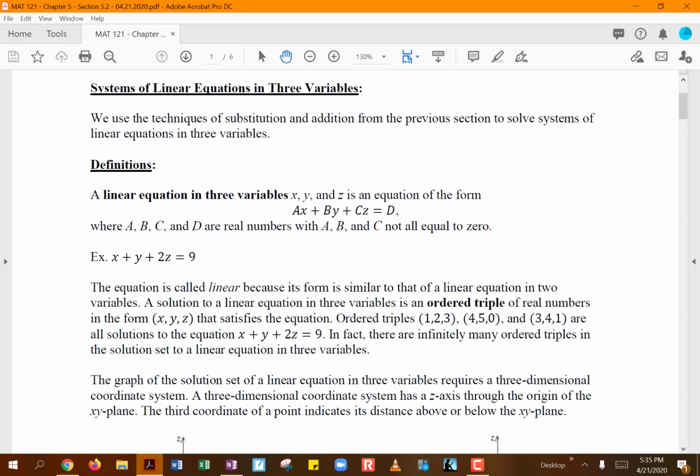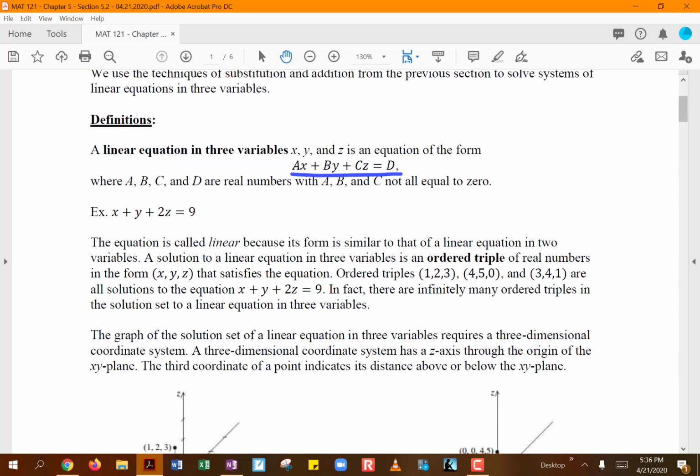When we're talking about a linear equation in three variables, if you think of x, y, and z as being our variables, then your equation will have this form: ax plus by plus cz equals d, where your coefficients a, b, c, and d will all be real numbers, and we don't want a, b, and c to be equal to 0 at the same time, because if they're equal to 0, then we no longer have a linear equation. So that's what we're looking at here when we're talking about a linear equation in three variables.